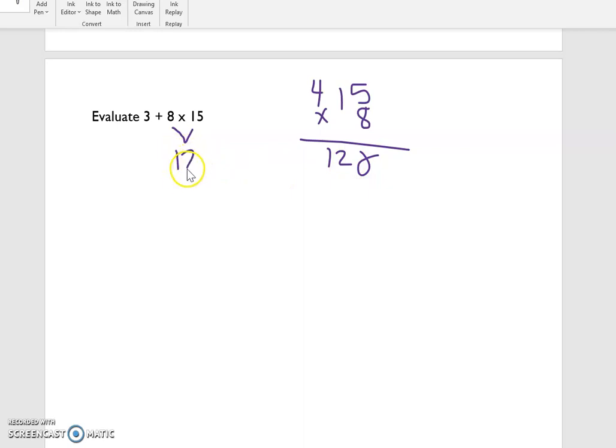And as I do this, I'm rewriting the original problem. So that step becomes 120. This becomes 3 plus 120, which then is 123. This provides a really great explanation for why we have order of operations. If I tried solving this and I just went left to right and I did the addition first, I would get a completely different answer. So it's really important that we follow these steps to keep our answers uniform from one person to the next.